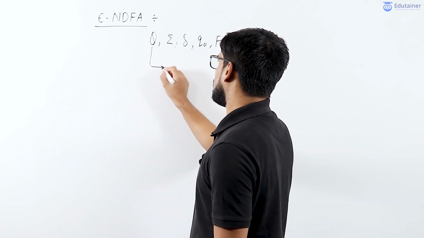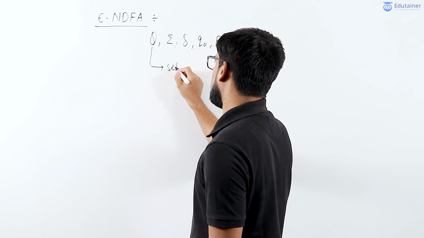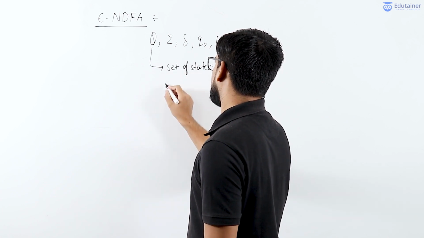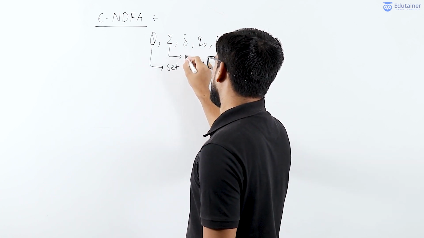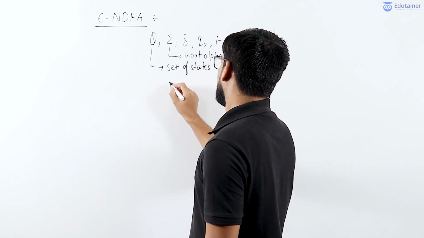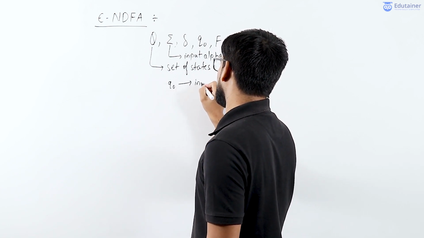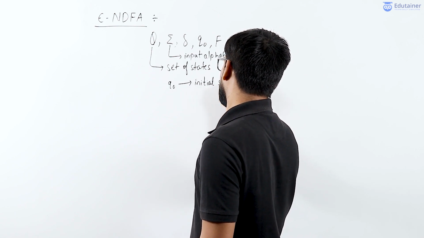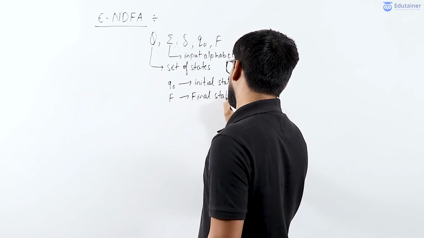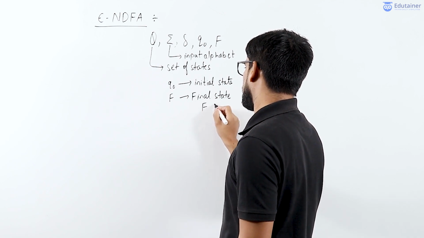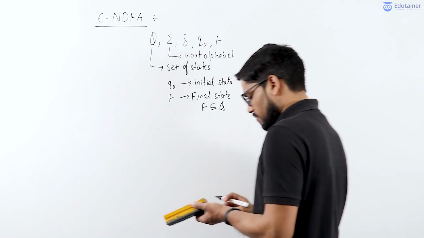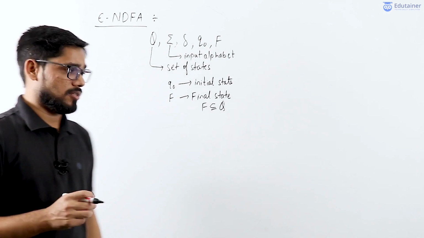You already know that capital Q is the finite set of states, sigma is the input alphabet, Q naught is the initial state, and capital F is the set of final states. Capital F is a proper subset of capital Q, which means capital F is a proper subset of the finite set of states.